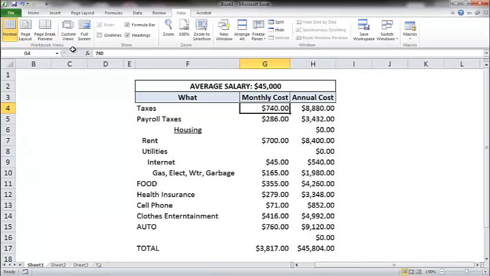Now you have payroll taxes. So what are payroll taxes? People ask. Payroll taxes is basically your Social Security and your Medicare taxes. Right now Medicare is at 1.45 and Social Security is at 6.2, so that brings you to 7.65 right there. Now you have over $12,000 in just taxes.